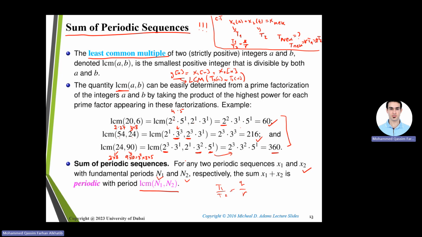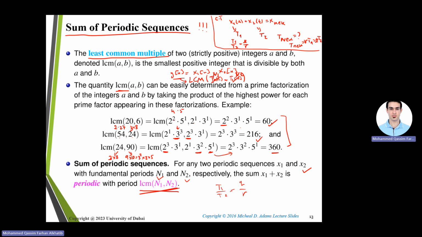Okay, so sum of periodic sequences: for any two periodic sequences, x1 and x2, with fundamental periods n1 and n2 respectively, the period of the summation of x1 and x2 will be the least common multiple of n1 and n2. So let's assume that the first sequence has a period of 2, the second sequence has a period of 3. So the summation of sequence 1 and sequence 2 will have a fundamental period of the least common multiple of 2 and 3, which is 6.